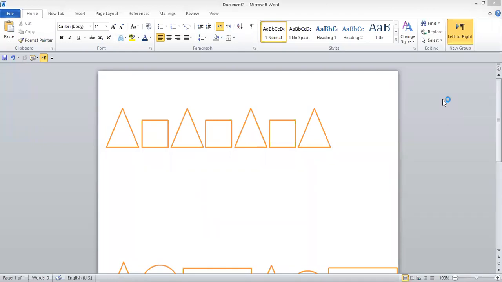Yes, guys, can anyone tell me after this triangle, which shape will be there?